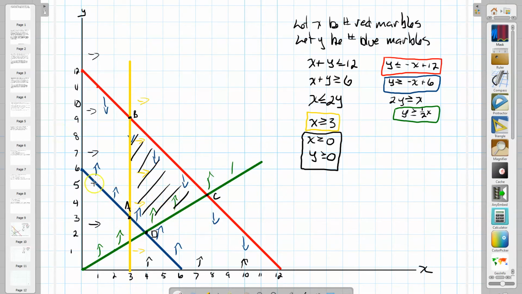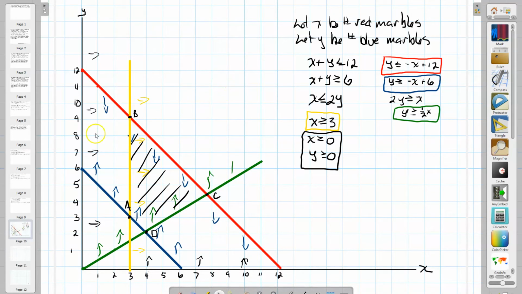We can see that it's the intersection of the blue line and the yellow line. So the blue line was y greater than or equal to negative x plus 6 and x greater than or equal to 3. So let's go to a new page and we'll find the solution to that set of equations. So when we've got two equations with two unknowns, the solution to that set will give us the point of intersection between the two lines, or the vertex in this case, to the polygon of constraints.